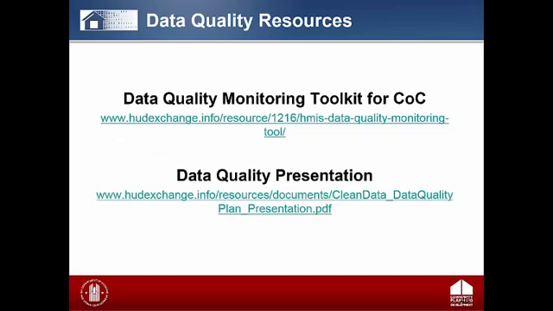We have many resources to help communities improve data quality outside of the AHAR process. Links to the current data quality toolkit and data quality presentation are available here and are available on the HUD Exchange as well.